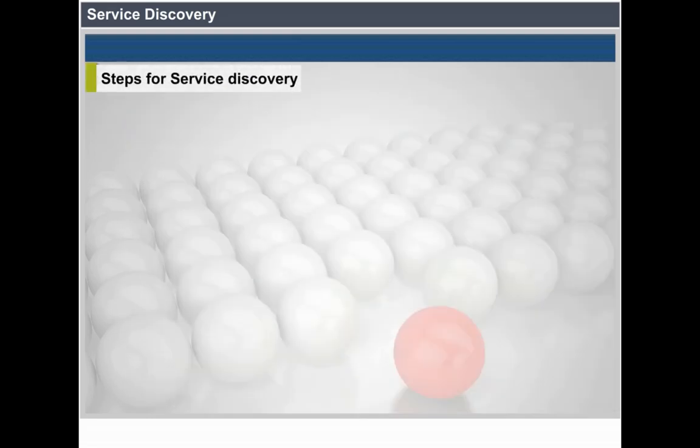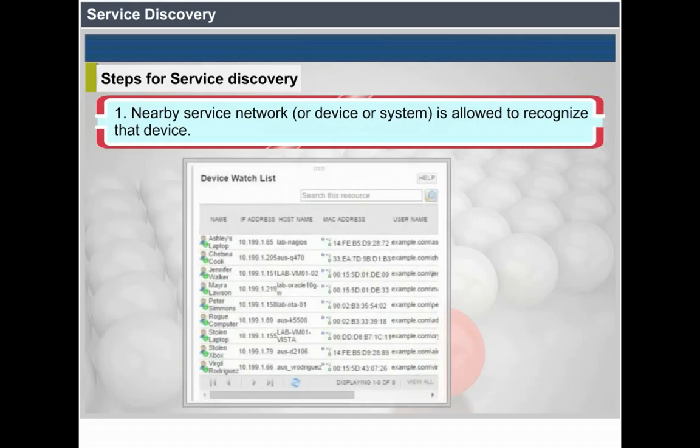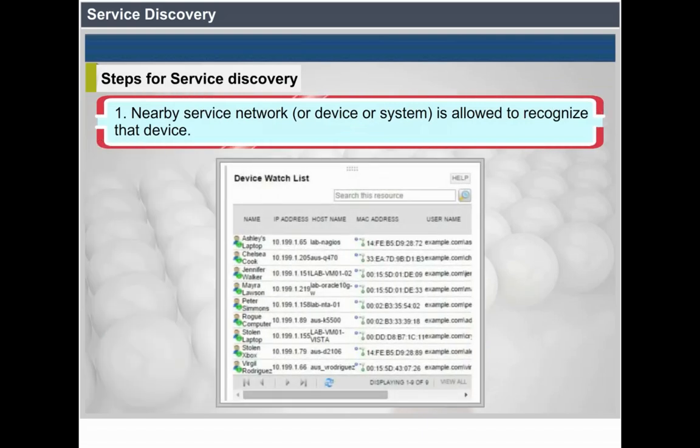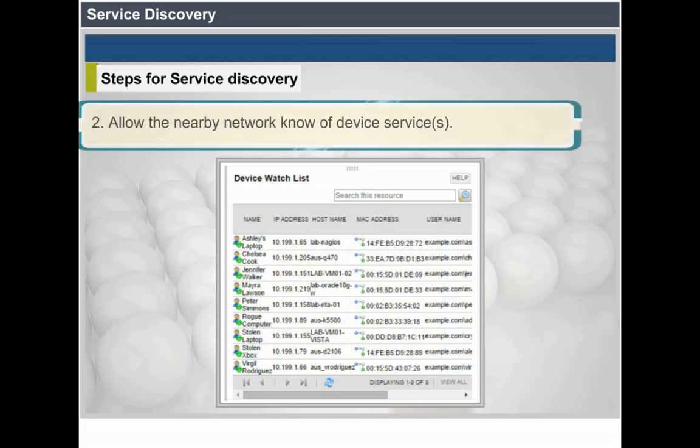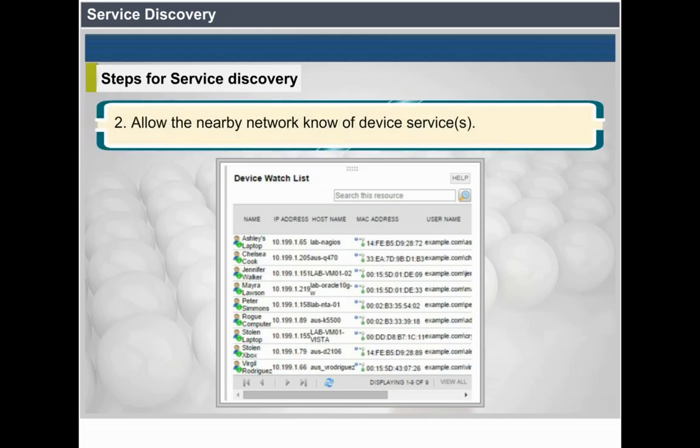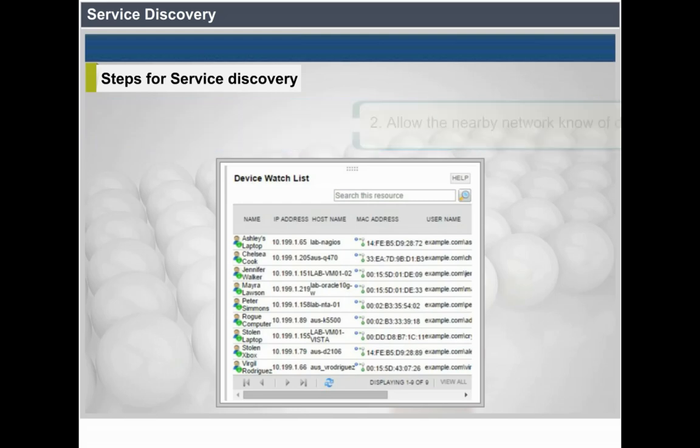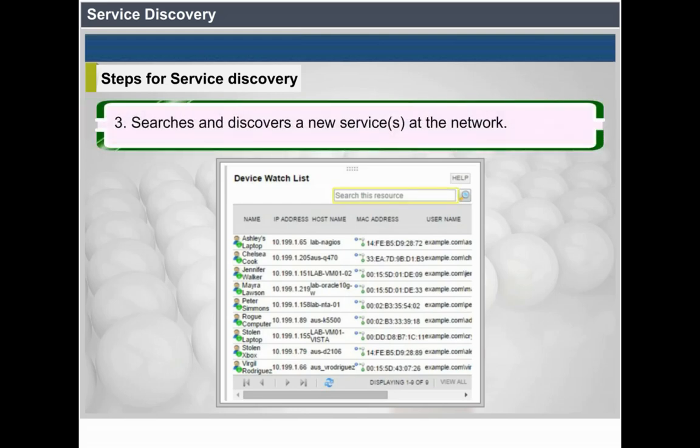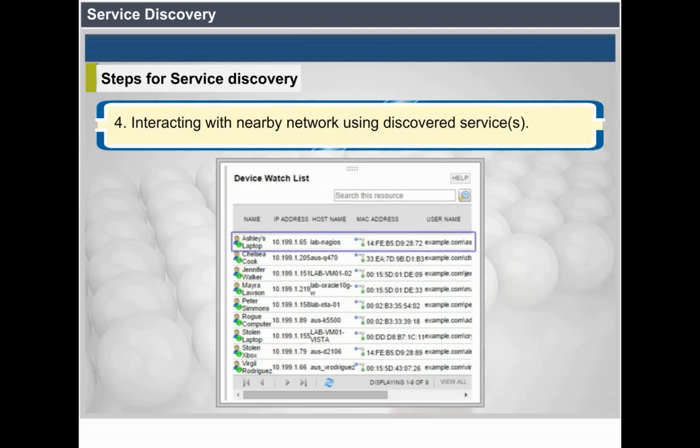Steps for service discovery. Lets a nearby service network or device or system recognize that device. Lets the nearby network know of device services. Searches and discovers new services at the network. Interacting with the nearby network using discovered services.